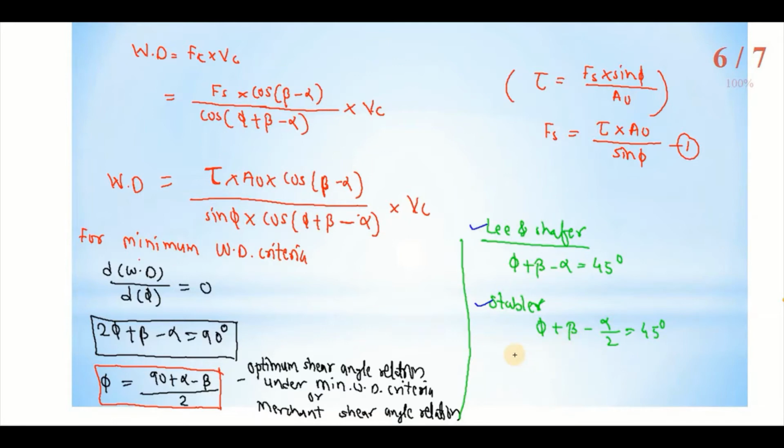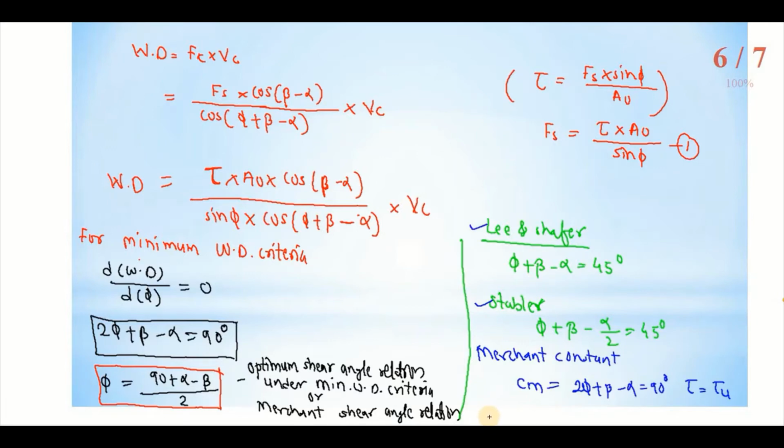The Merchant constant is given as Cm, that is 2 phi plus beta minus alpha, which is equal to 90 degrees, where the shear stress equals the ultimate shear stress. So here the energy utilization is 100%.